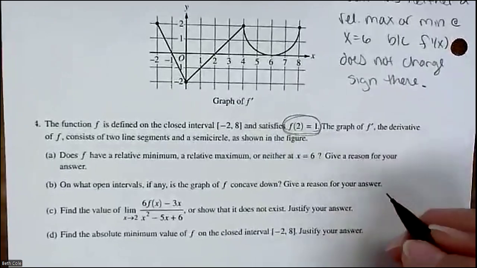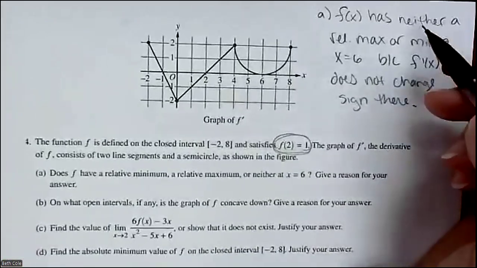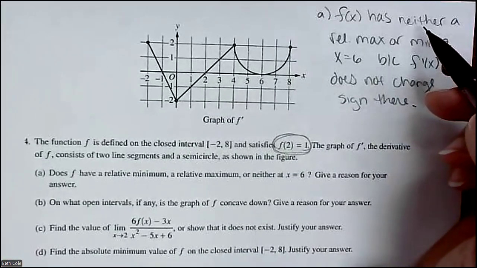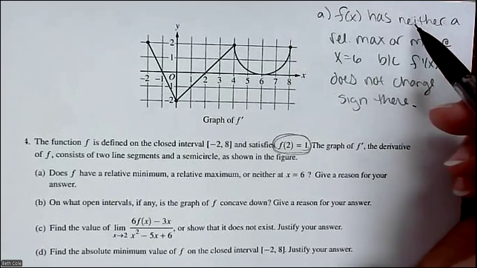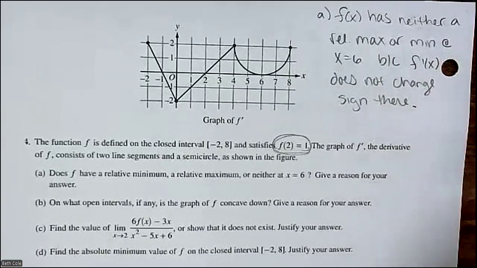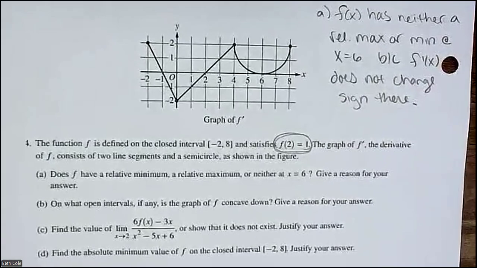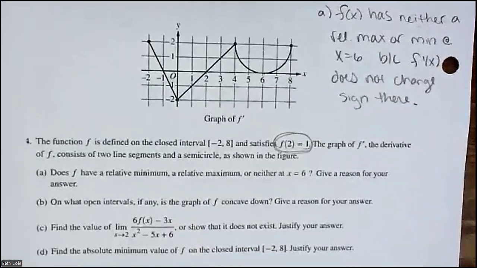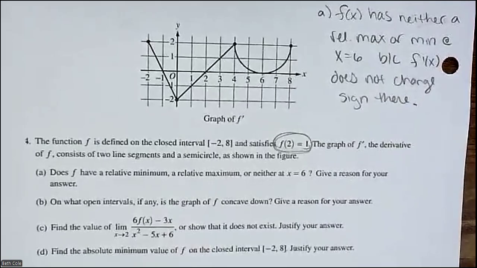We just said neither, but I like to believe that they would give it to you because it's implied in the problem. But just to be safe, say neither a relative maximum or minimum. Because if you just say neither, like neither an elephant or a koala, you know what I mean? You want to mention what the things are, but it's implied in the problem. So I like to think that if you just said neither, they'd give it to you.